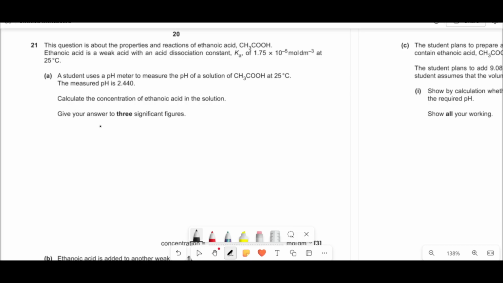So write down the things you know and what you need. So pH is 2.44, right? So we can then go ahead and say H plus concentration is going to be 10 to the minus 2.44. Now, what else do we know? We know Ka as well, which is whatever. And they want us to find the concentration of ethanoic acid. They want us to find HA. So we need to think, what links these three together?